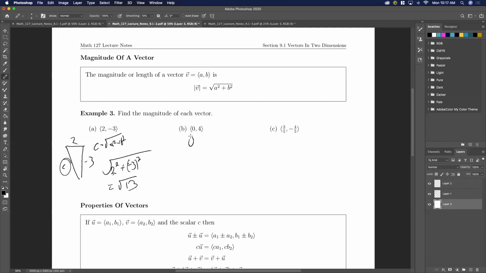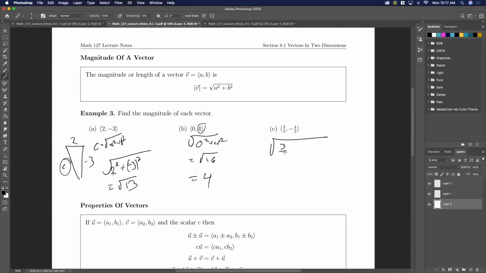The length of this vector is the square root of 0 squared plus 4 squared, which of course is just the square root of 16, which is just 4, which makes sense. All my distance is in one direction. I have no distance in the other, so it is just that distance.